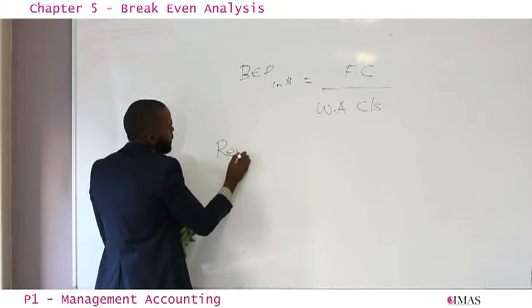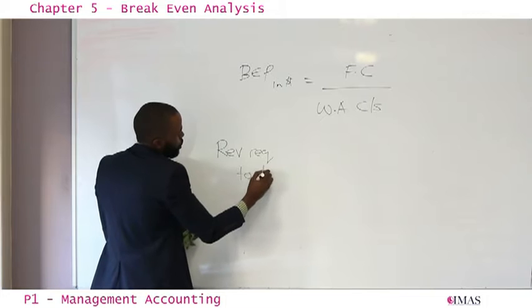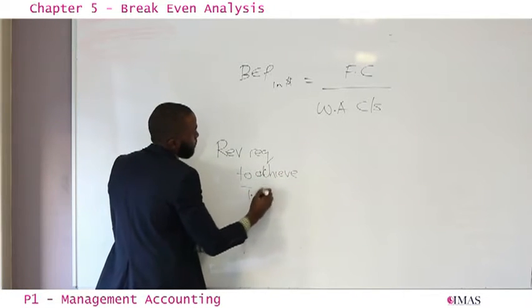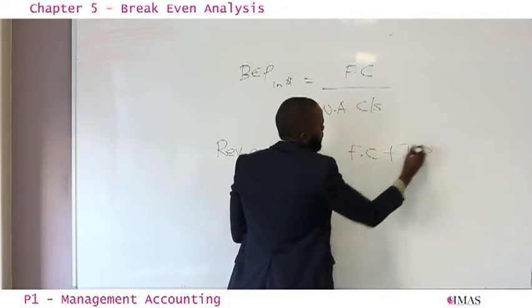Then we also might be required to calculate revenue required to achieve target profit. You take your fixed cost plus the target profit.